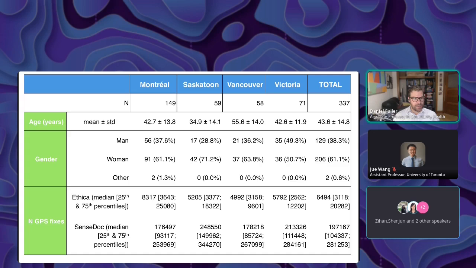So just in terms of the participant demographics, you can see here the sample tended to be overrepresented of women, and the sample tended to be relatively older. In Vancouver, they're on average 56 years old. In Montreal, we had a median number of GPS fixes of 8,000, and it varies a little bit by city. And for SenStock, we had median GPS fixes of between 175,000 and 250,000.